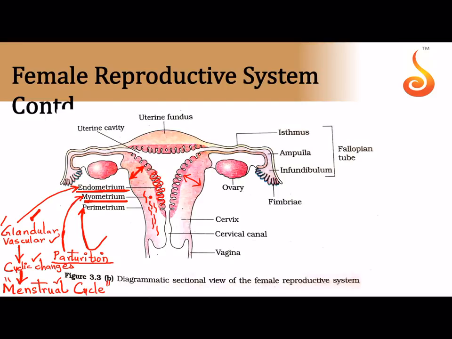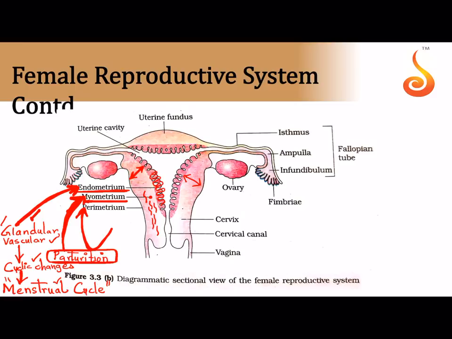And what is this myometrium made up of? This myometrium is made up of smooth muscle cells. And what is it used for? It undergoes contractions and relaxations which allow easy childbirth or parturition. And the outermost membranous covering is referred to as the perimetrium. So I hope it is clear to all of you, the three major layers of the uterine wall.